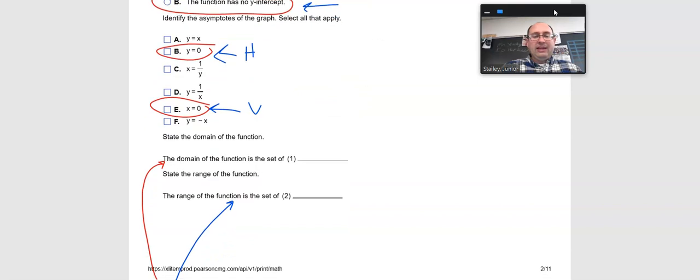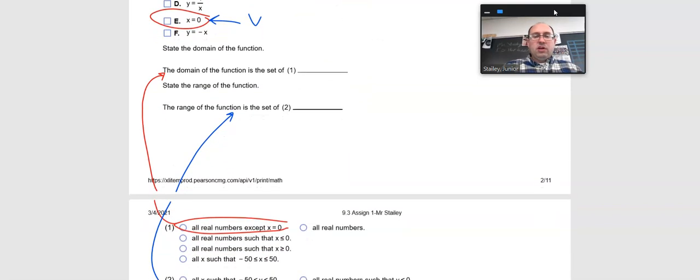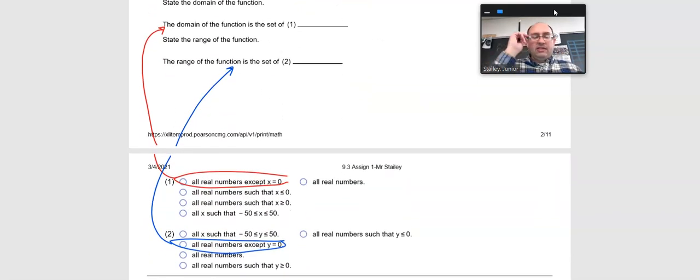What's the domain? Domain and range. I accidentally crossed over to a different page, but for domain, you're looking for ones that basically say all real numbers except 0. You can't have 0.